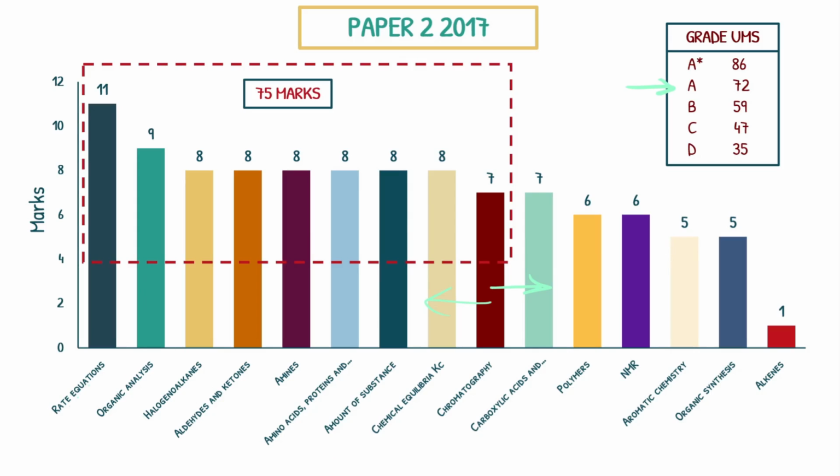So what do we have here, guys? Rate equations was the highest here, then it was organic analysis, then halogenoalkanes or haloalkanes, however you want to say that, aldehydes and ketones, amines, amino acids, proteins, and DNA.